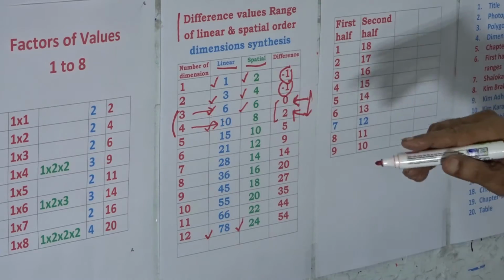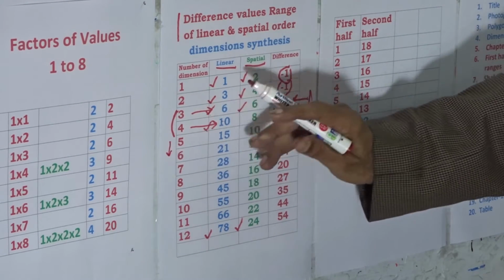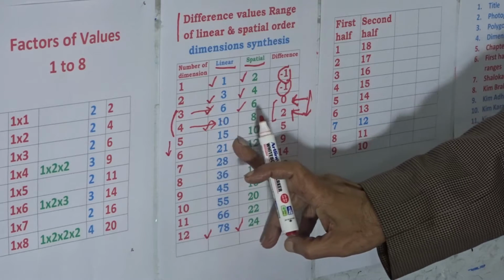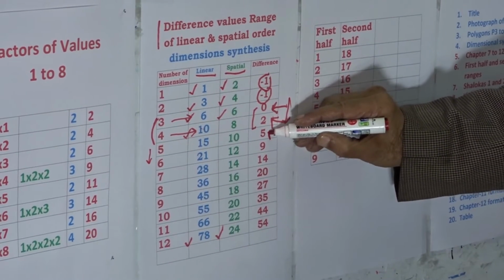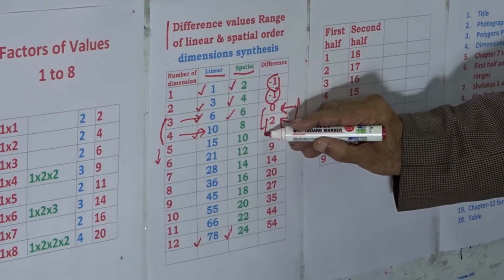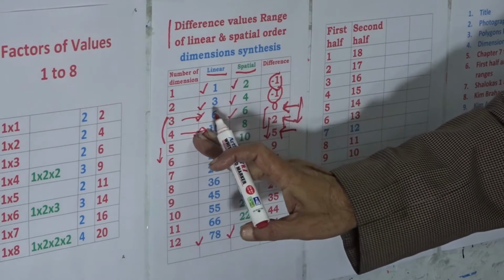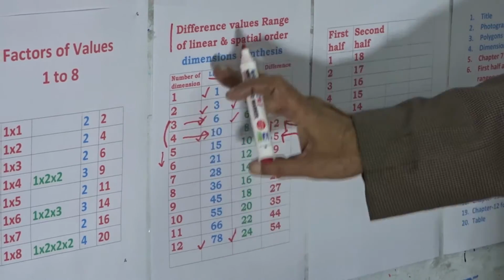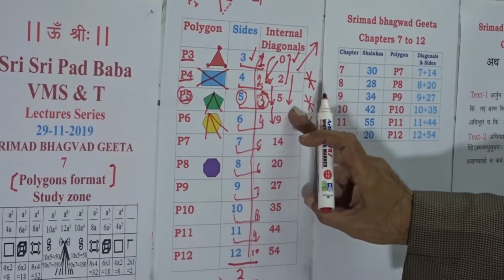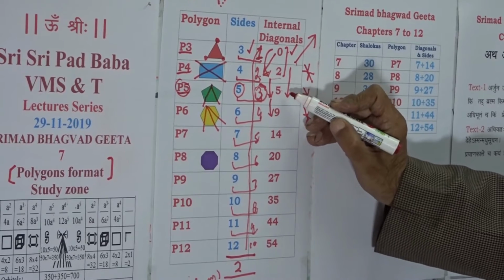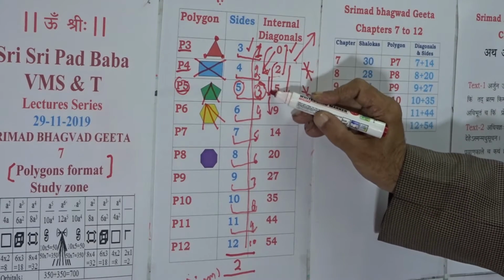A step ahead, when we'll be reaching at 5 number of linear and spatial dimensions, the difference value will come to be 5. Therefore, this value 5 is increase of value 3 over the difference value for the quadruple linear and spatial dimensions. Now, polygon 5 reach is giving us number of 5 internal diagonals. The increase here is going to be of 3.